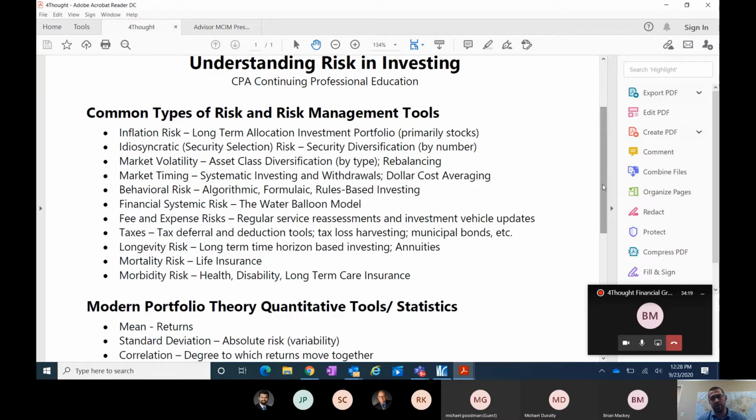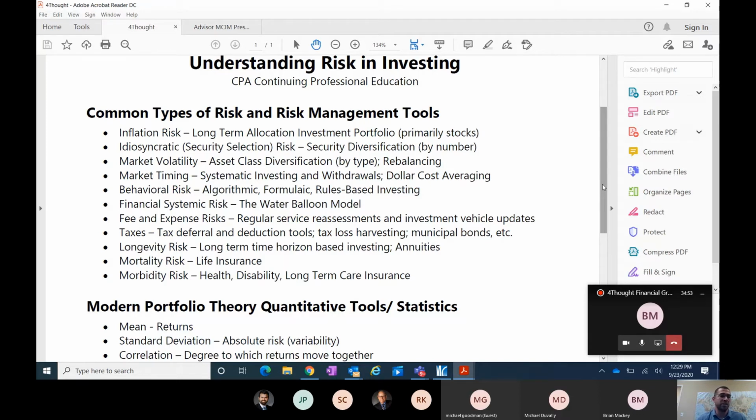Mortality risk is obviously the risk of dying, right, prematurely. So the risk there is more so to the family, or to a business, or to any other entity that has an insurable interest in someone continuing to live. So the main way that can be addressed is through life insurance. There are other ways to do it as well, but life insurance is a key tool there.